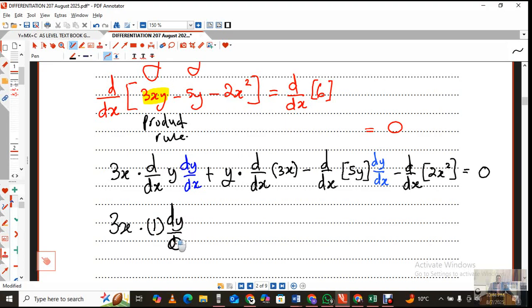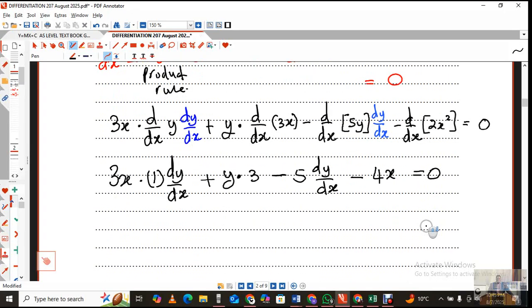So you have dy/dx plus y times the derivative of 3x, which happens to be 3, minus the derivative of 5y. The derivative of 5y in this particular case, you will know that it is just going to be 5, but then you must attach dy/dx, okay, minus the derivative of 2x squared, which is nothing but 4x, is equal to 0.